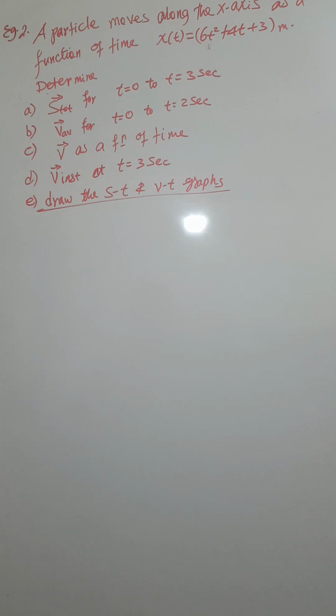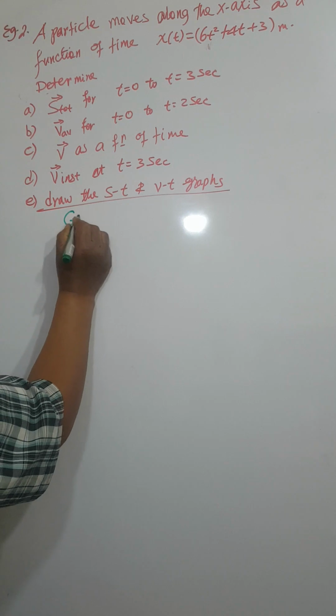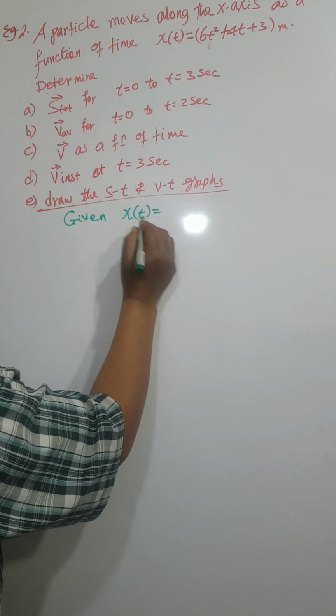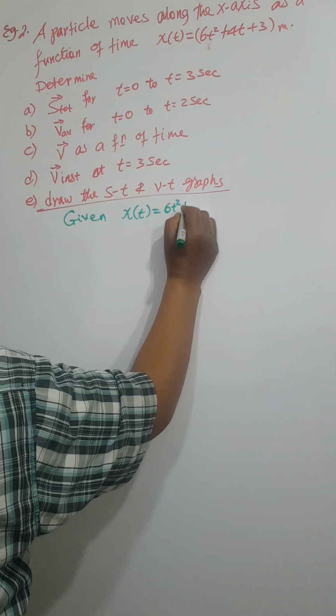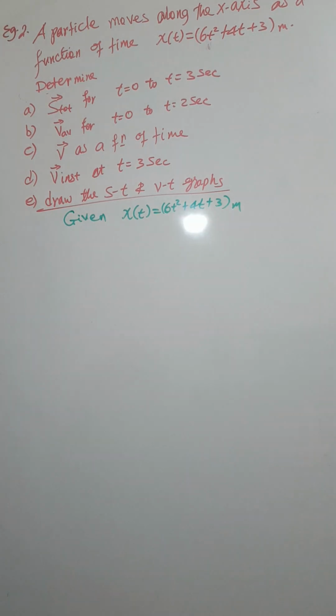Now, the given here is the equation for distance with respect to t. Okay, the object is moving along the x, so x is 6t squared plus 4t plus 3 meter.